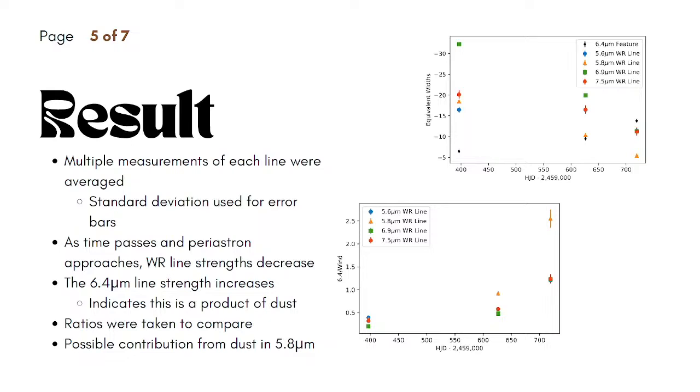And we also have the ratios that we took, and they all have a similar trend. They're all increasing. The only thing is that the 5.8 micron feature is spiking up more. So there could be a possible contribution from the dust here as well.